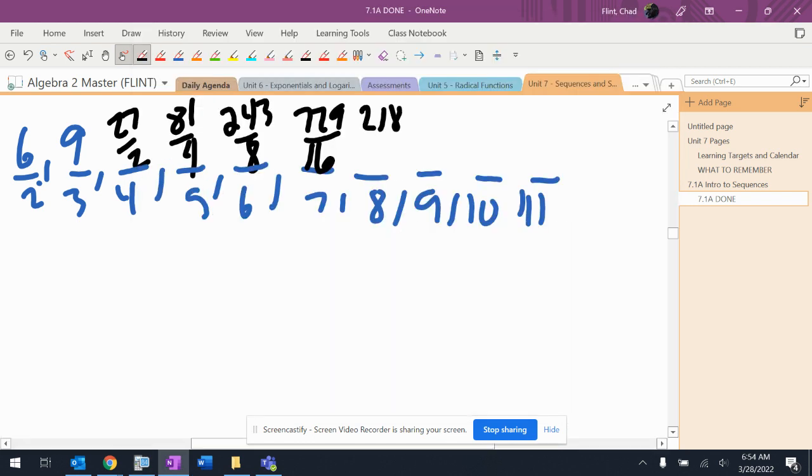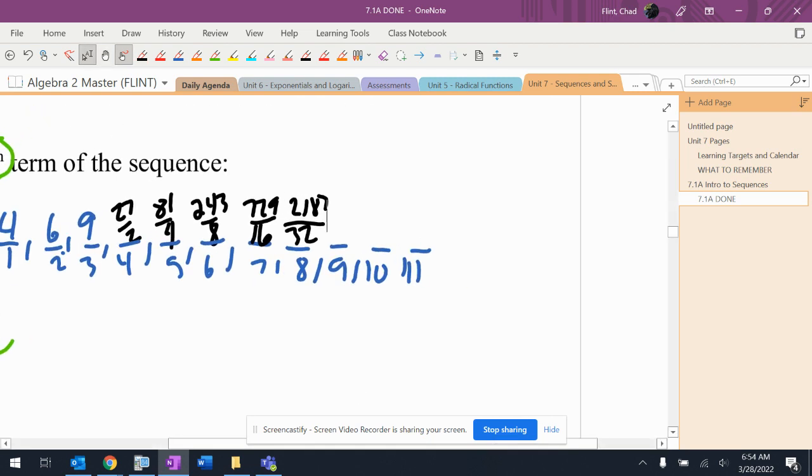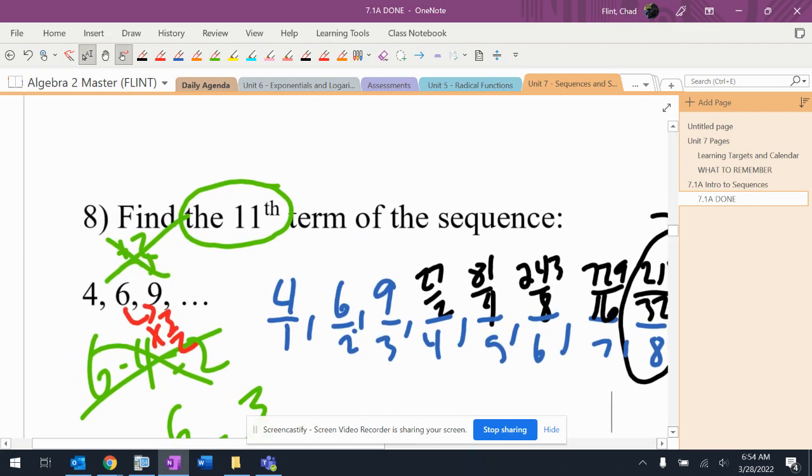I'm going to change that question. 2187 over 32. I'm going to change that to find the 8th term. 11th was a bit excessive there. All right, so we're going to change this to find the 8th term. Yours will say 8th term. Find the 8th term, all right?